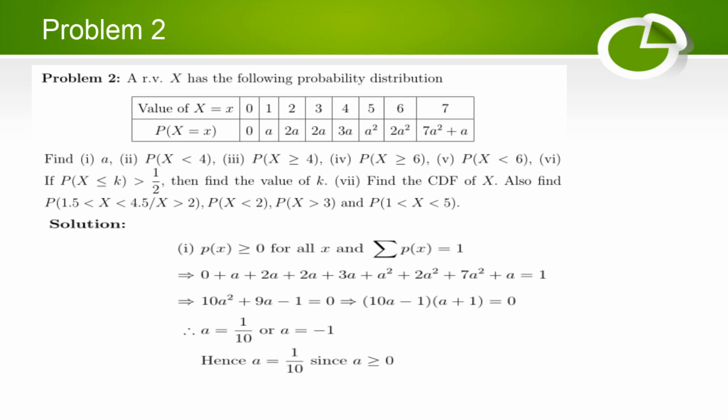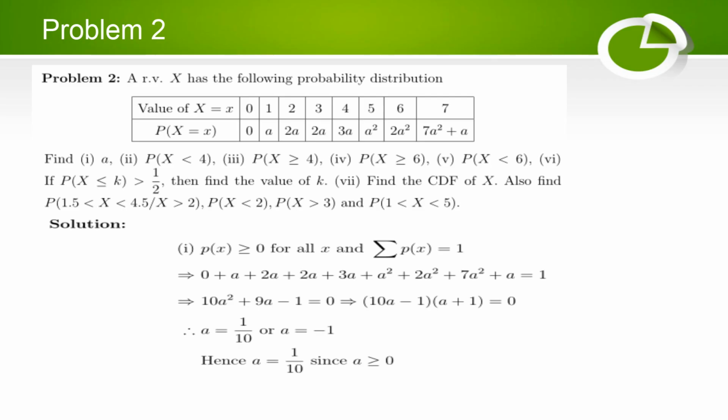Five, if p of x less than or equal to k is greater than 1 by 2, then find the least value of k. Six, find the CDF of x. Also find p of 1.5 less than x less than 4.5 given that x greater than 2, p of x less than 2, p of x greater than 3, and p of 1 less than x less than 5.